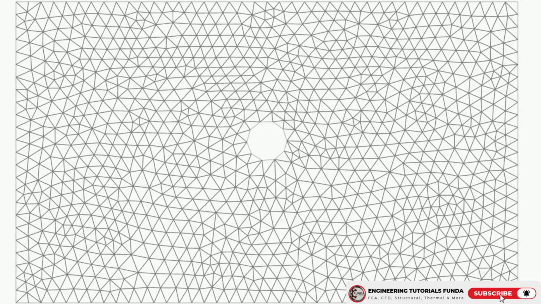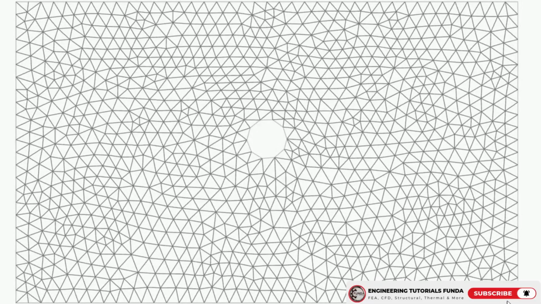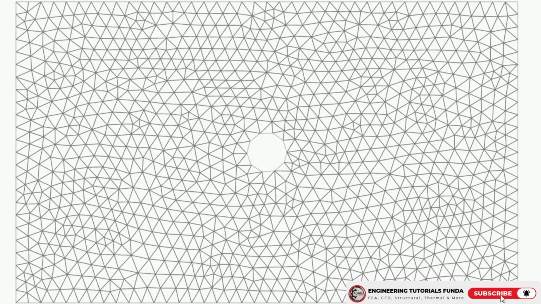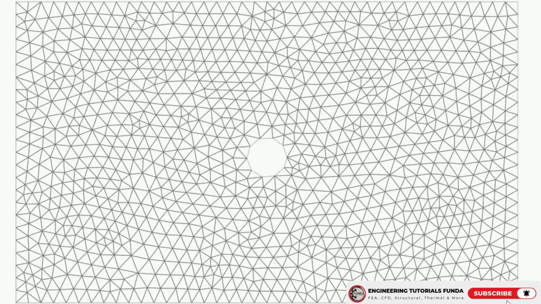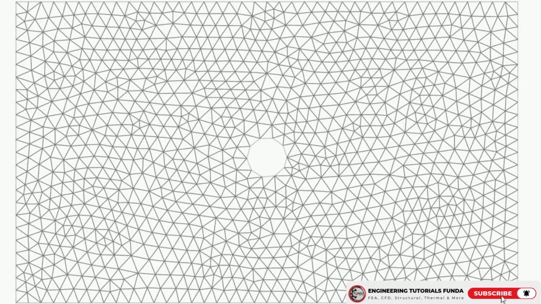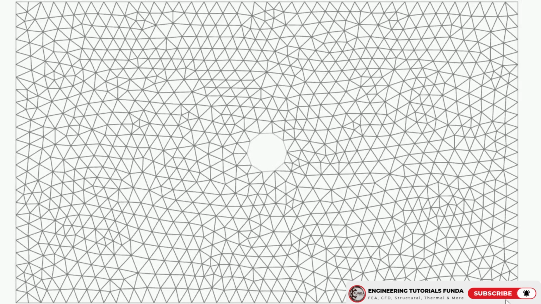Here you can see the spring-based dynamic mesh in action. It's ideal for smooth boundary motions and small deformations, giving stable mesh updates. However, it becomes less effective for very large or highly distorted movements, where remeshing or layering methods may be required.